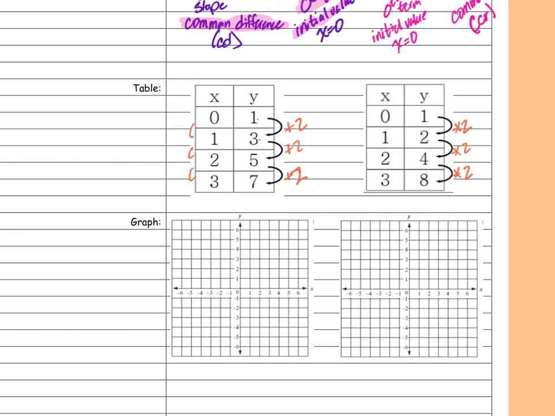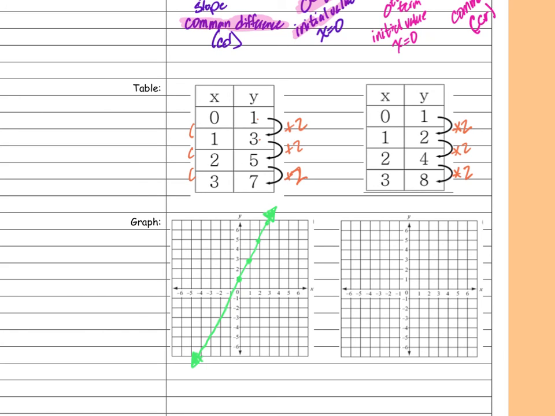So if I have 0, 1, and then 1, 3, and 2, 5, and 3, 7. So this is what a linear graph looks like, right? I probably missed a few spots. If it's linear, it's going to be a line. It's right in the name. Linear means line. It's a straight line, okay?